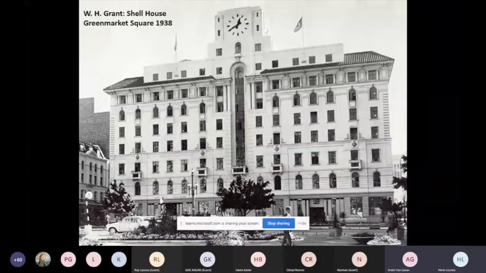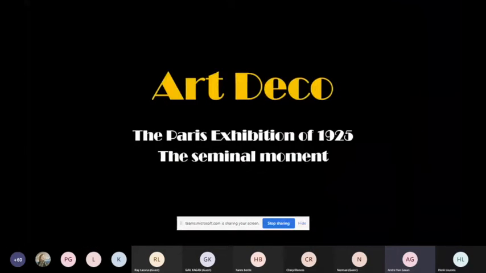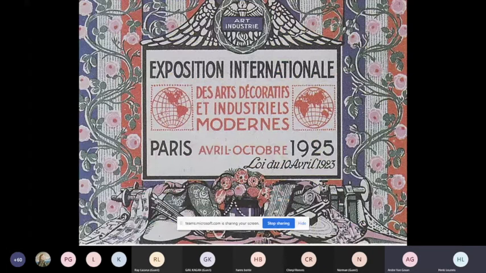So what's this key moment that we talk about when we say this? Why do we talk about Art Deco? And I think the critical point is this moment, the art exposition in Paris, 1925. It is not the start of Art Deco. If we ask, is this the start of Art Deco? No, it's a seminal moment. There were influences that happened before then.